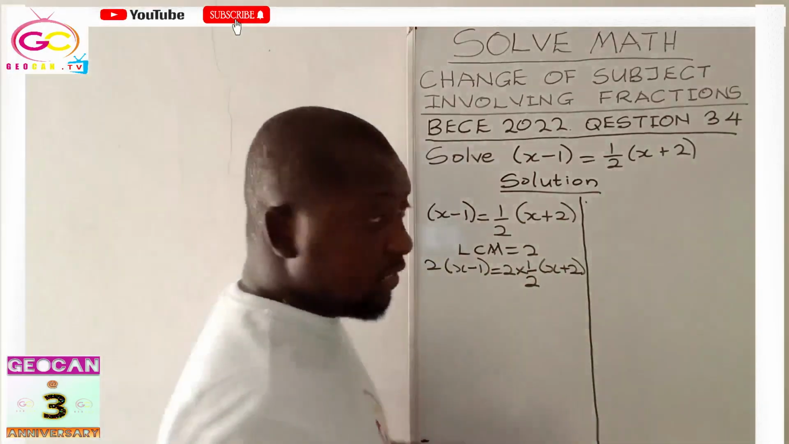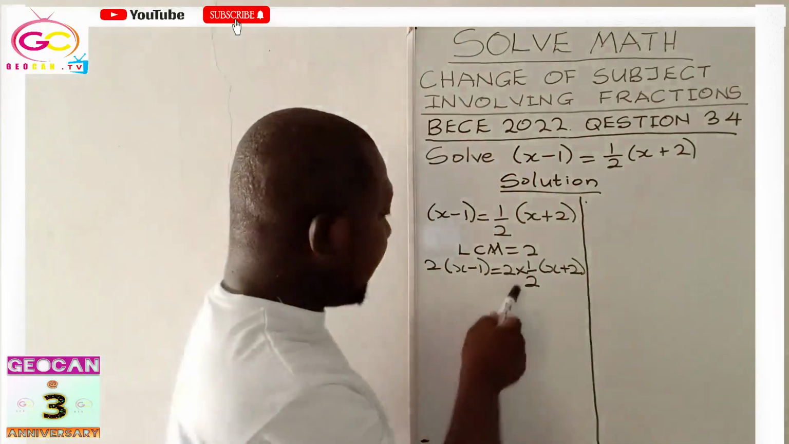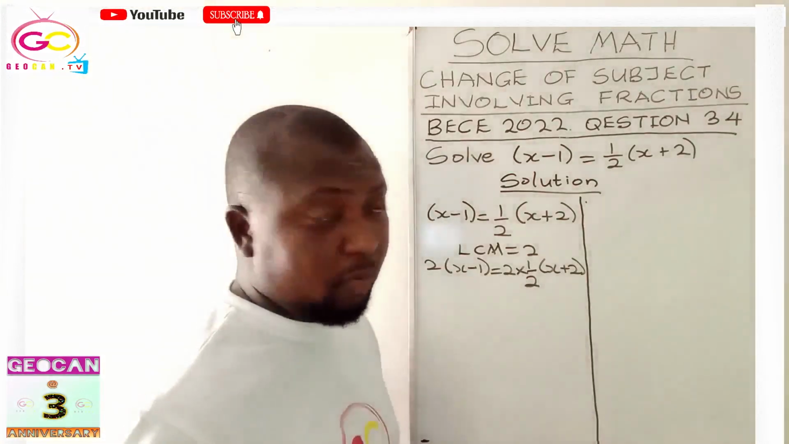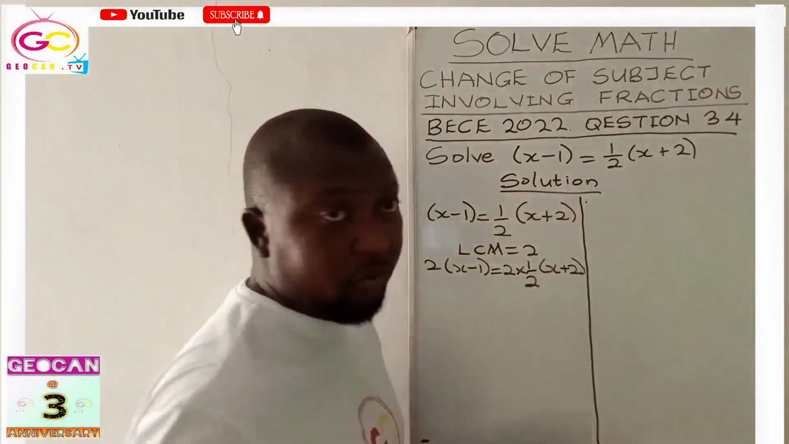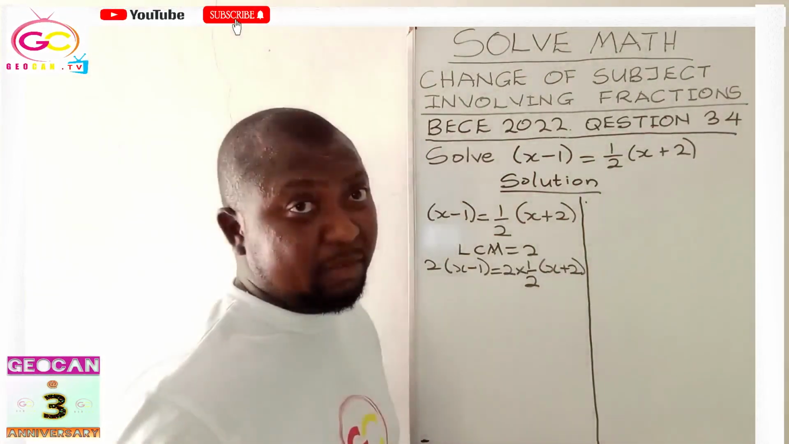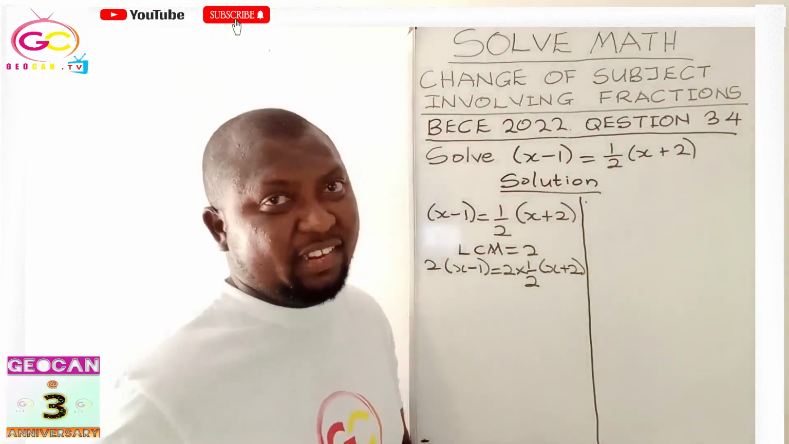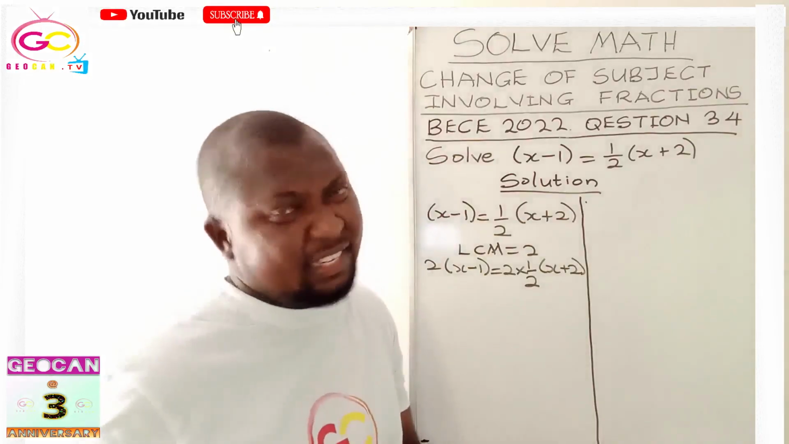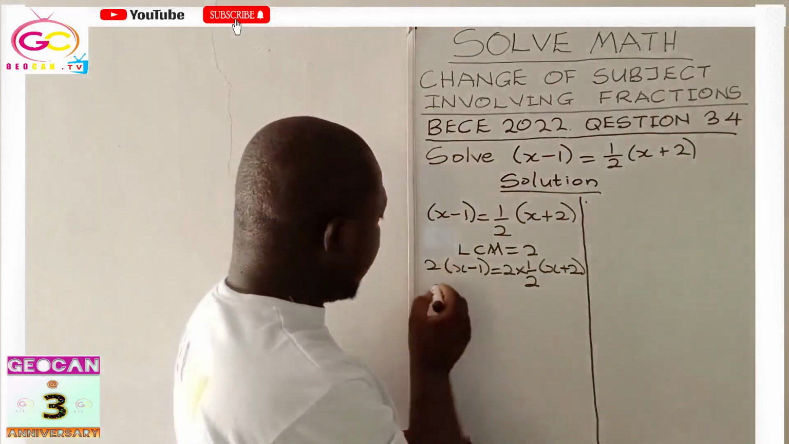Good. Have you noticed something here? I use bracket here, but here I use the multiplication symbol. Why? Because there's bracket here already, and I wouldn't want to confuse you. That is why I use the multiplication symbol. So it doesn't change anything, just for you to understand it. That is all. Good. So now let's continue.